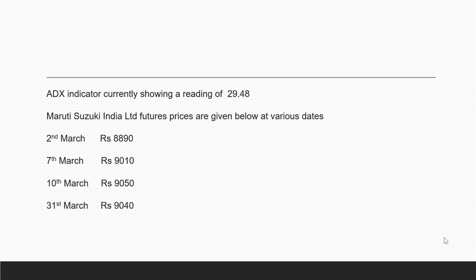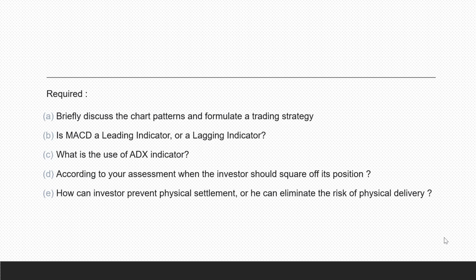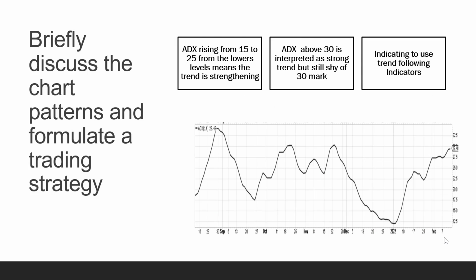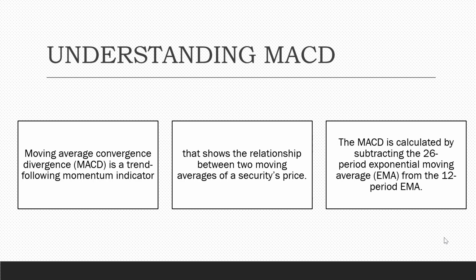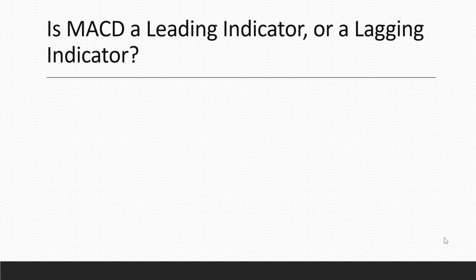If you go back to the question here, what is the second question? Is MACD a leading indicator or a lagging indicator? So tell me, what is MACD? Is it a leading or a lagging indicator? The answer is written here. Moving average convergence divergence, MACD, is a trend following momentum indicator that shows the relationship between two moving averages of a security's price. The MACD is calculated by subtracting the 26 period exponential moving average from the 12 period EMA.